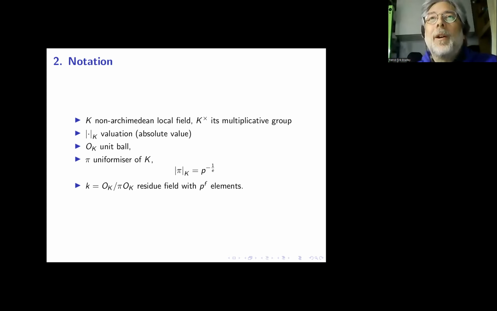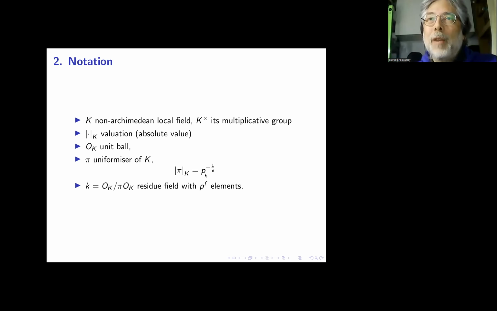And K star, or K times, is the multiplicative group. We'll put an index K to the valuation or absolute value of it, and O_K will be denoting the unit ball. This is a ring, a local ring. Pi is the uniformizer of K, which plays the role of p in the p-adic case. And the absolute value is then, if it's a finite extension of Q_p, you can think of it as this e that you see here.